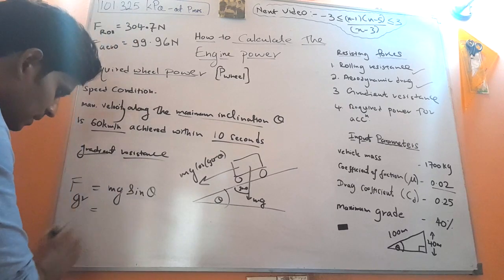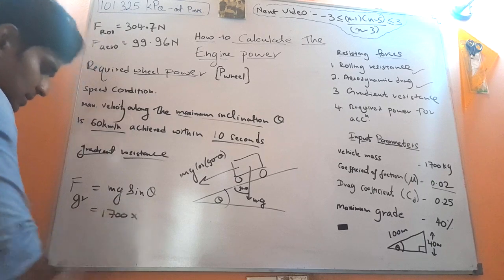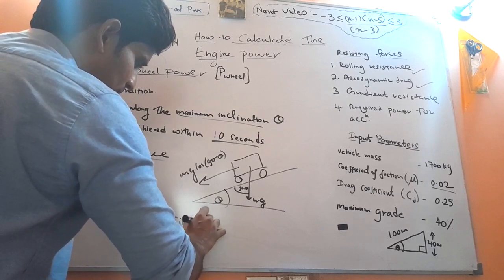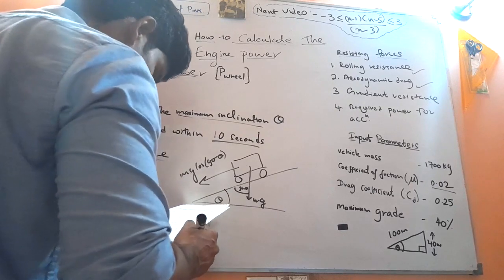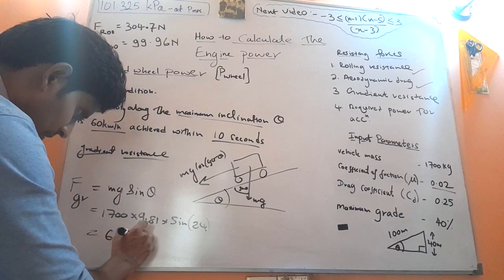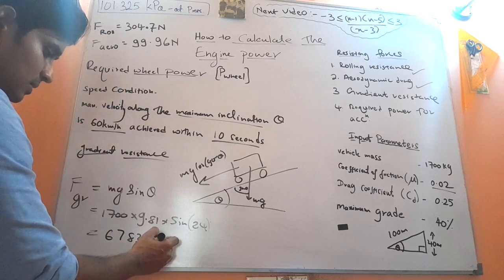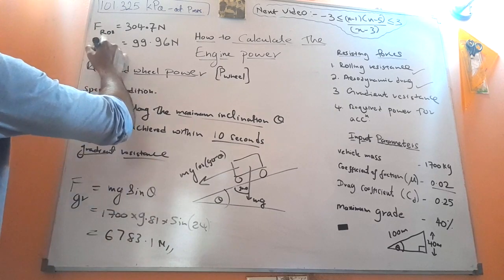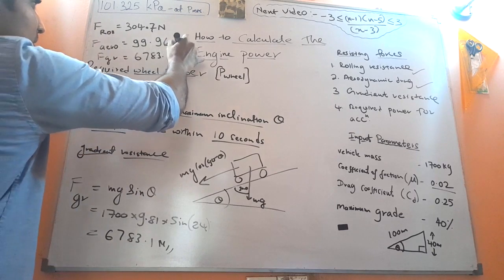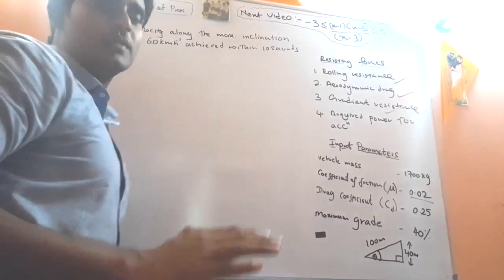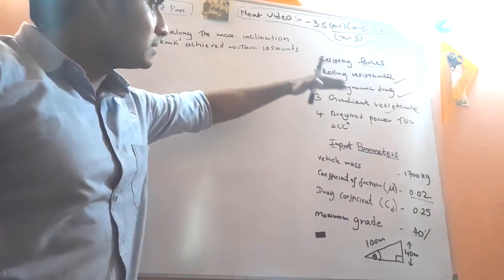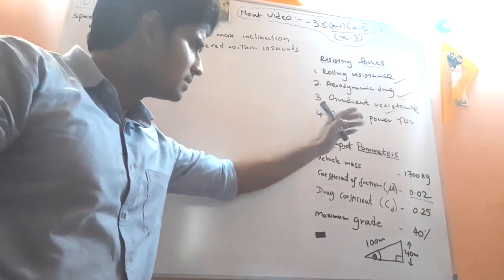So what is m? 1700, g is 9.81, sin theta is sin 24. Check whether you are getting the same answer. I am getting it as 6783.1 newtons, right? So FGR is 6783.1 newtons. Okay, right. So now we have calculated all the resisting forces: rolling resistance, aerodynamic drag, and the gradient resistance.